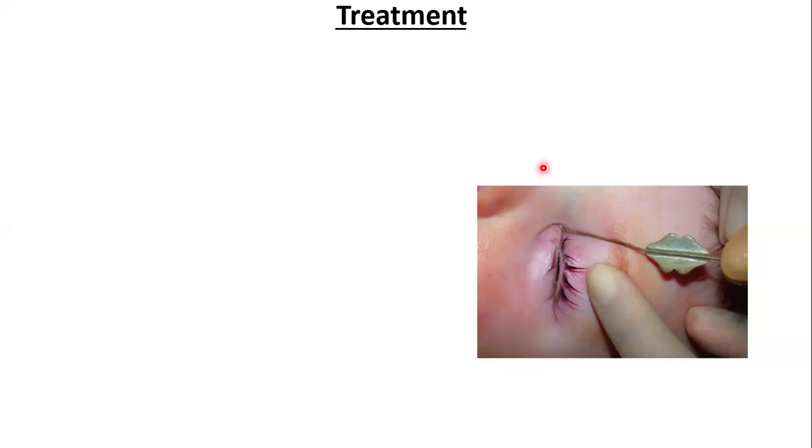Definitely. But if the child is having only epiphora, eyelash matting, then you can wait till the age of 1 year. Okay. So usually we do probing and irrigation. Yes, probing and syringing or probing and irrigation.